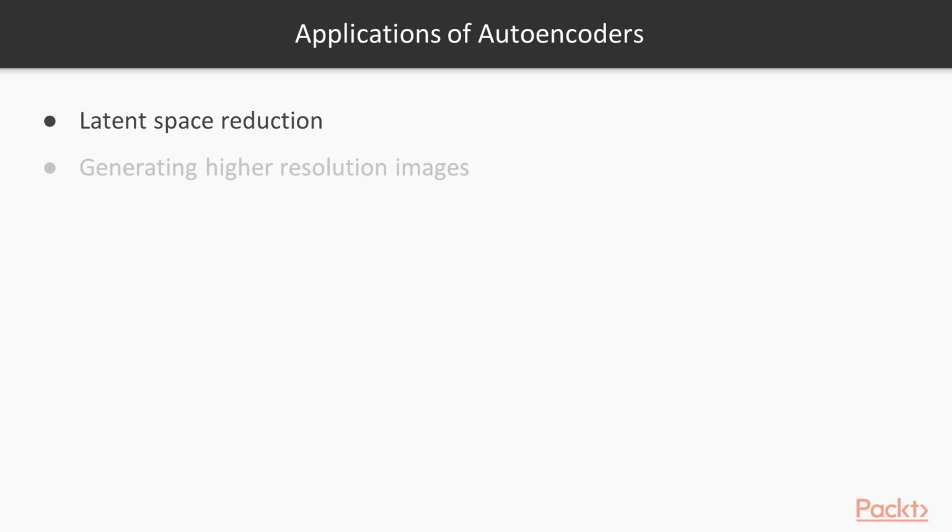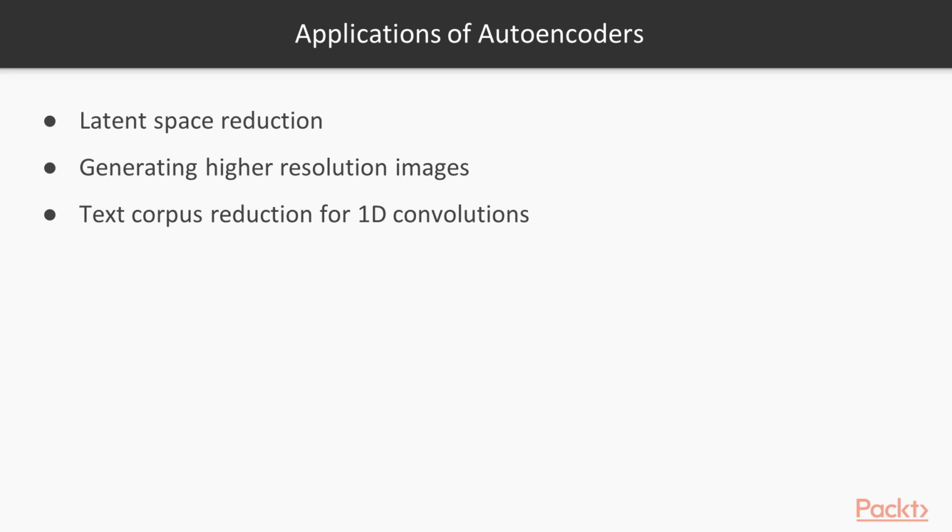And then you can use it for generating higher resolution images. Now, this can be done by increasing the number of neurons beyond your number of inputs, and just playing around with your hidden layer, which is the encoding layer, and you can have high resolution images. And then you can even use it for text corpus reduction. When you have a 1D convolution in terms of just passing in the text corpus, the encoding layer of the autoencoder can give you a corpus which contains just the important information of the text corpus.